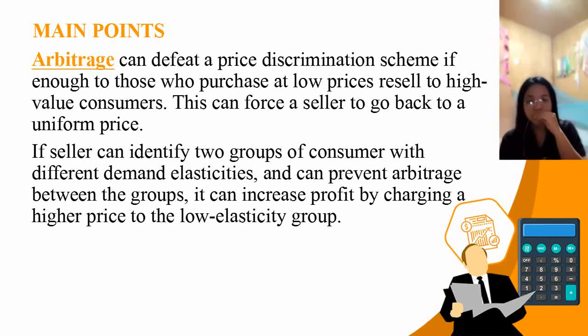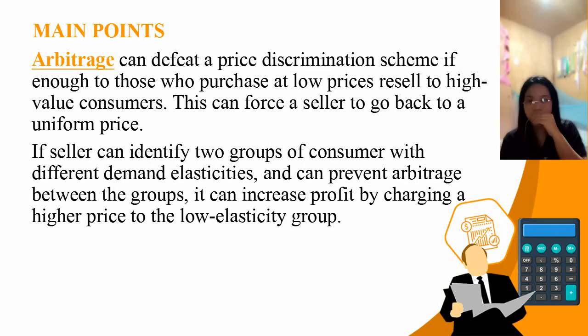Arbitrage can defeat a price discrimination scheme if enough of those who purchase at low prices resell to high-value consumers. This can force a seller to go back to a uniform price. If a seller can identify two groups of consumers with different demand elasticities and can prevent arbitrage between the groups, it can increase profit by charging a higher price to the low elasticity group.